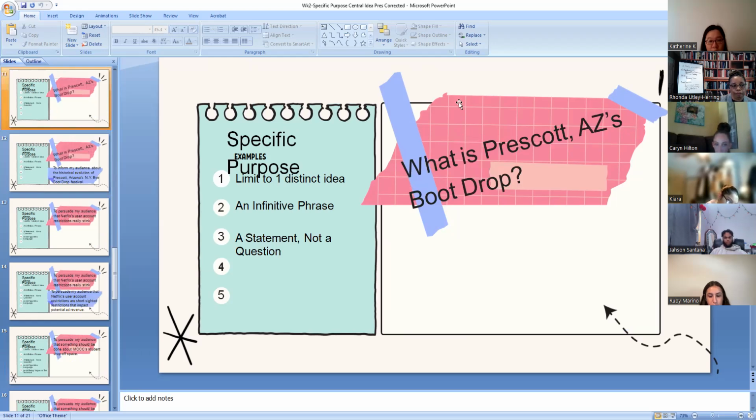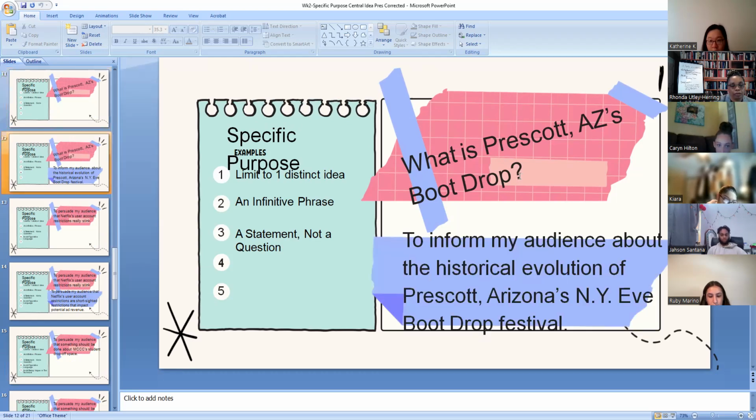Number 3, what's wrong with this quote specific purpose? I need you to participate. It's a question. Yes. Okay. And to turn it into a good specific purpose, you would start it off as an infinitive phrase, include your audience, and then tell us what you want us to know about the historical evolution of Prescott, Arizona's New Year's Eve Boot Drop Festival.